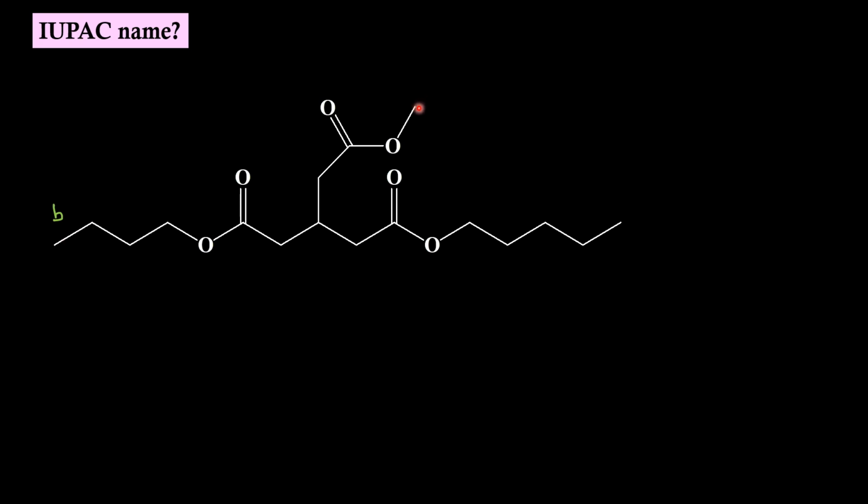Here 1 carbon, so starts with M. 5 carbon starts with P. Now, since B and M come first in alphabetical order over P, these 2 carbonyl groups will be considered as a part of the parent chain and this will be considered as a prefix. Let us mark that first.